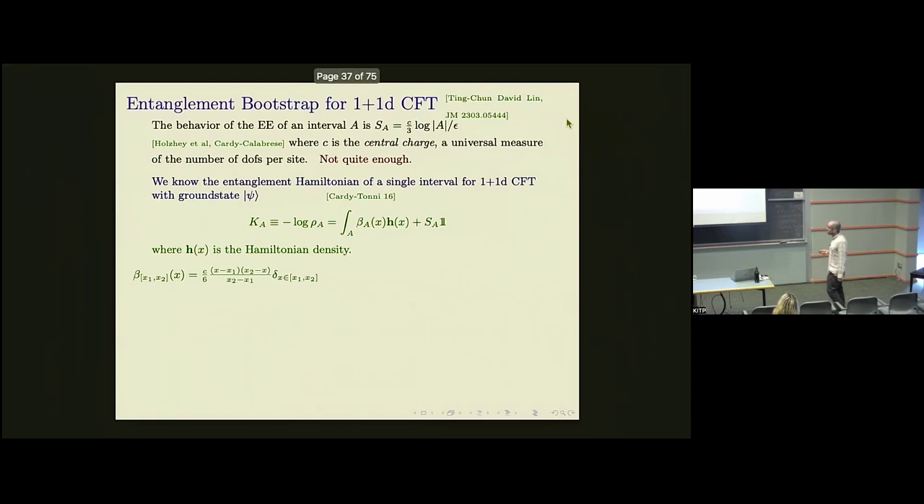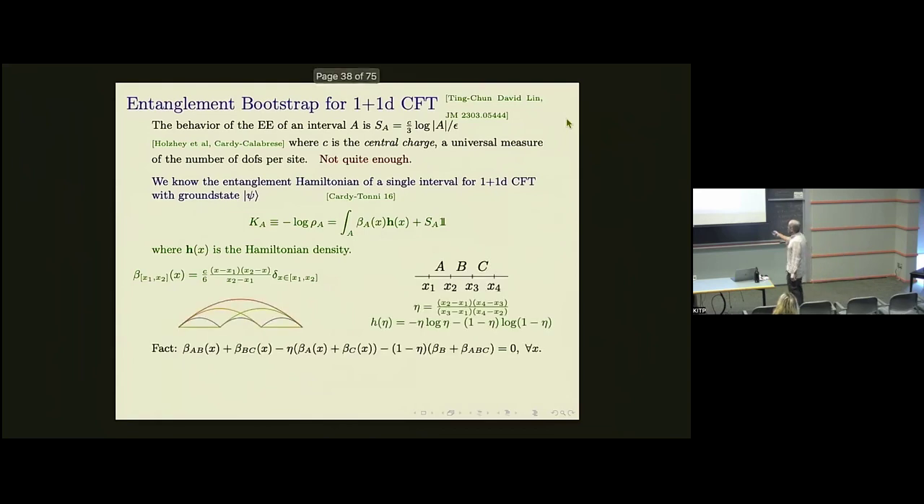Okay, and so from this observation, consider the following combination of things. So consider three regions defined by these 4 points that define a cross ratio. And it is a fact that if I choose this function for each of these regions, this linear combination of the functions vanishes for all x. It's just, yeah, you can see it from this picture roughly.